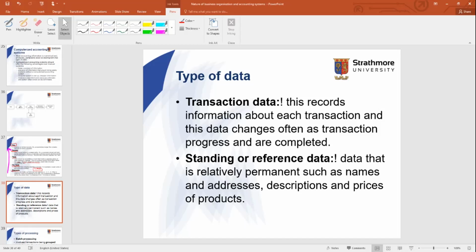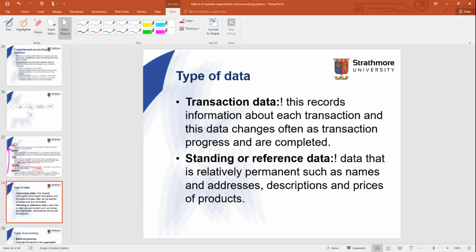Now, standing or reference data, as the name suggests, is not going to be changing now and then. Don't forget, you have a customer, the customer can buy today, buy tomorrow, and they buy different items altogether. So that can be transaction data. However, their name doesn't change. It's the same customer. So the name of the customer can be part of the standing data. The address of the customer, their bank account, it doesn't change every day. It may change, but not every day. Therefore, that can be part of the reference data.